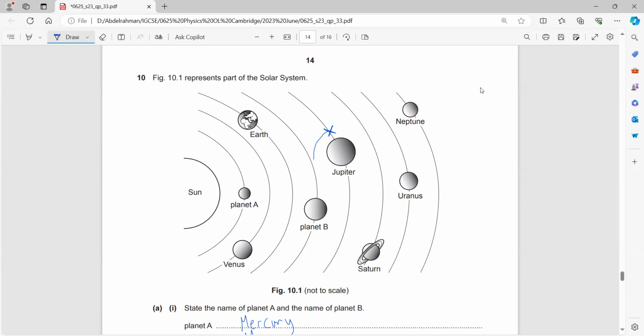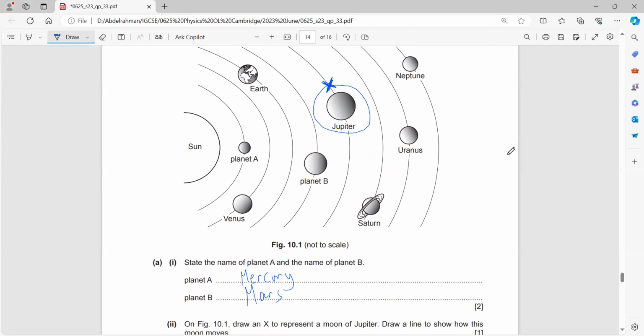Any moon travels around its planet. How does our moon travel? It travels around Earth. But he said he wants a moon of Jupiter. I want to see how this moon of Jupiter will travel. So it travels in a circular path around Jupiter. That's it. Draw a circle only, and we need an X to represent the moon. Okay.